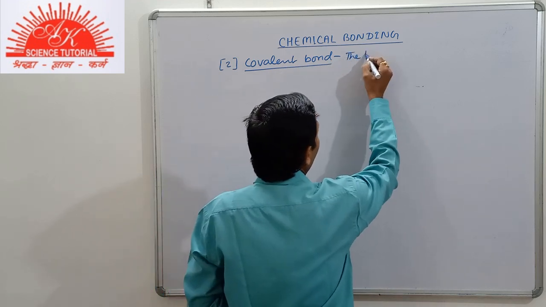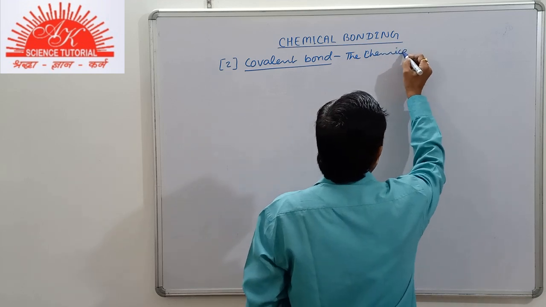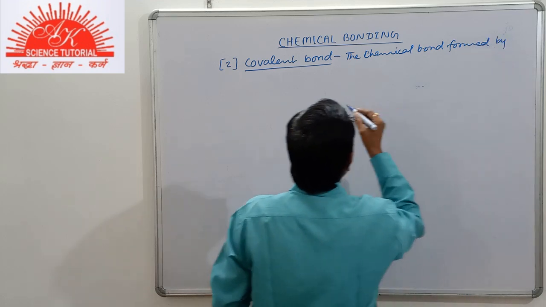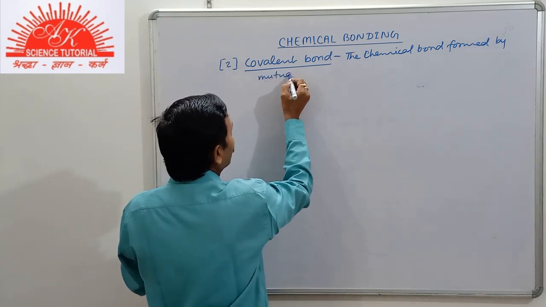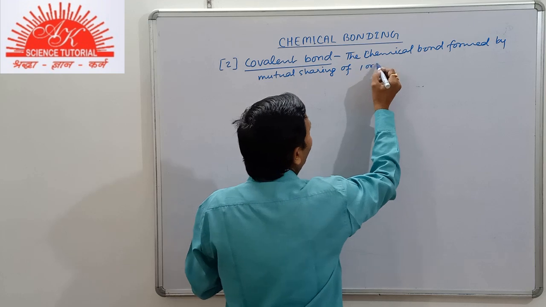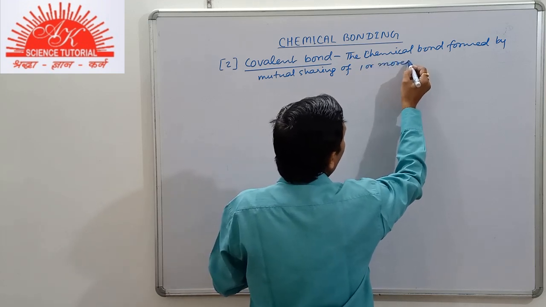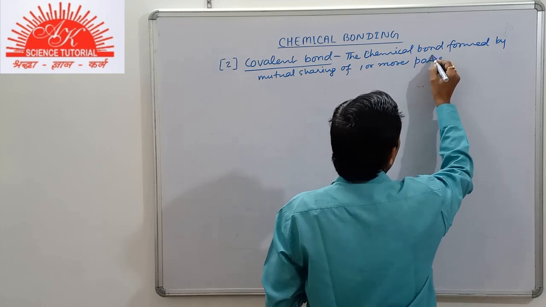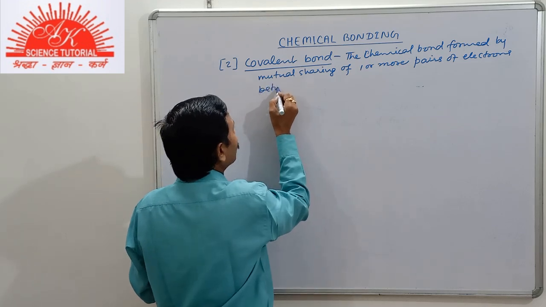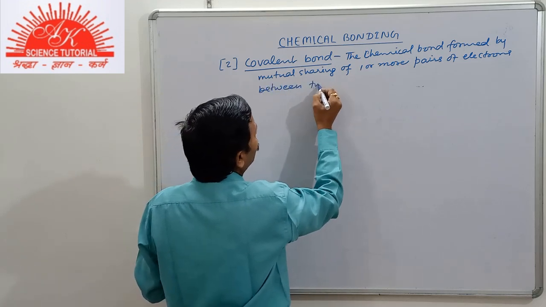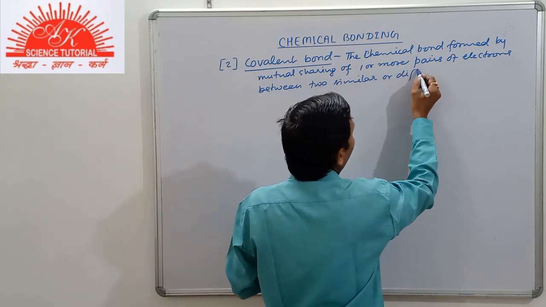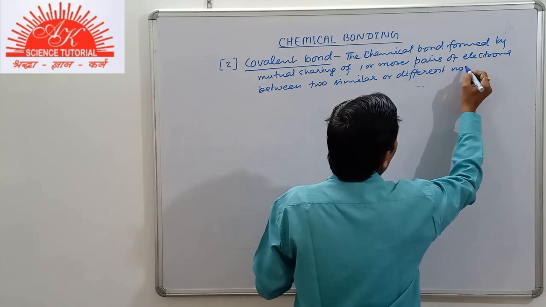The chemical bond formed by mutual sharing of one or more pairs of electrons between two similar or different non-metallic atoms.